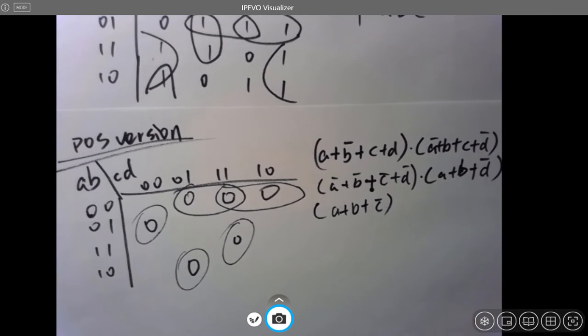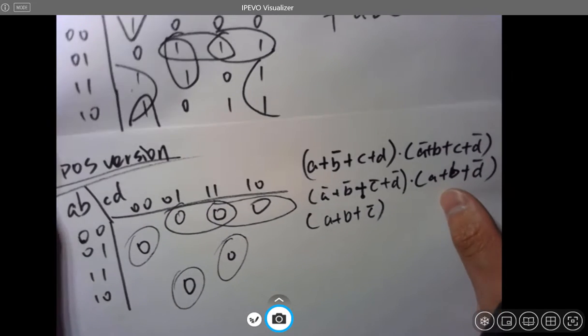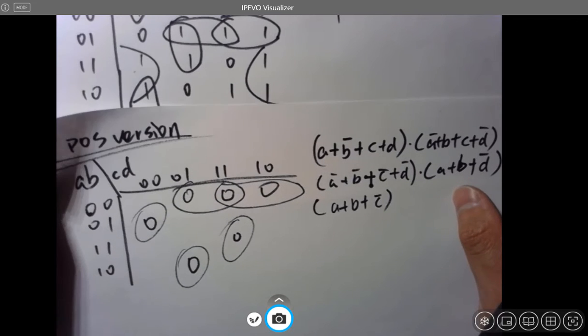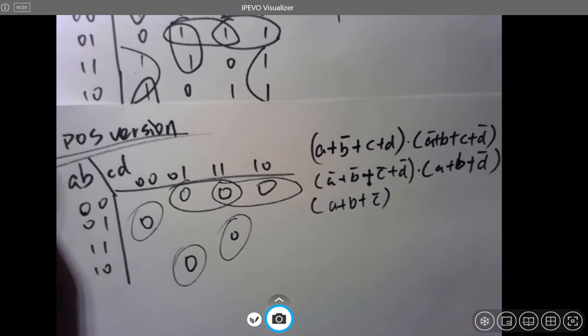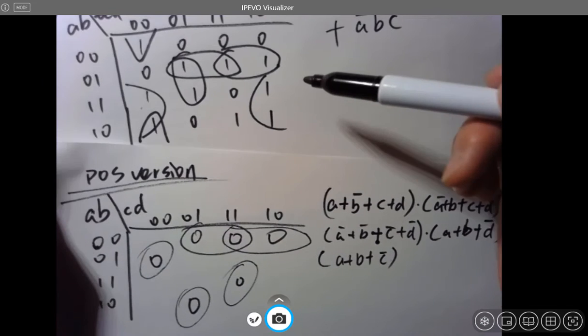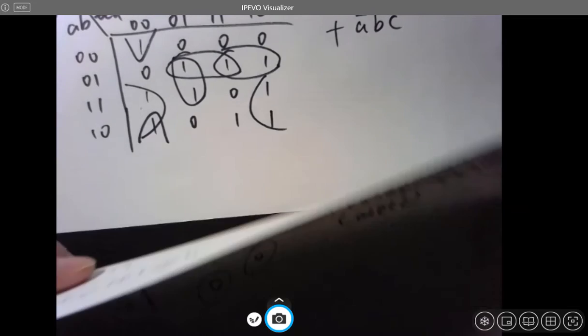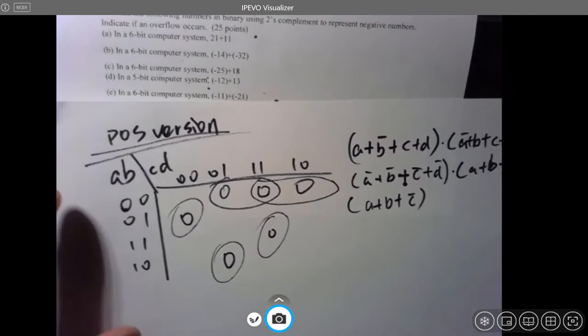Imagine that because the problem is asking you to get a SOP finally. So you got a POS, you have to convert into SOP again. So why not just directly go from here, right? So that's 3.3, and the last one, 3.4.